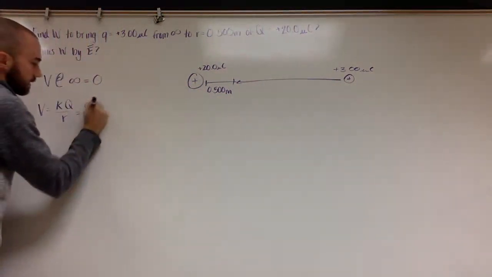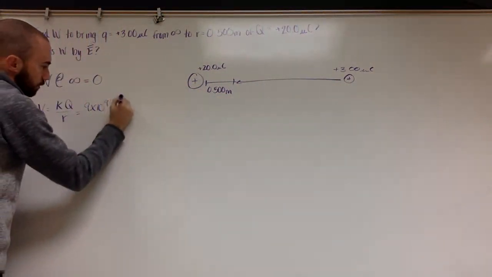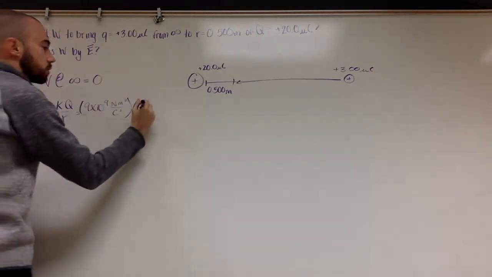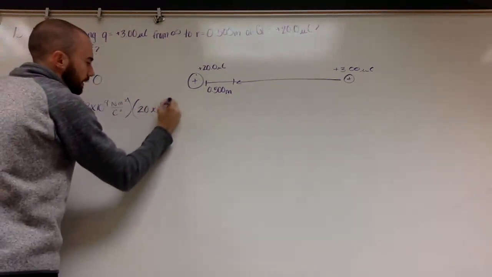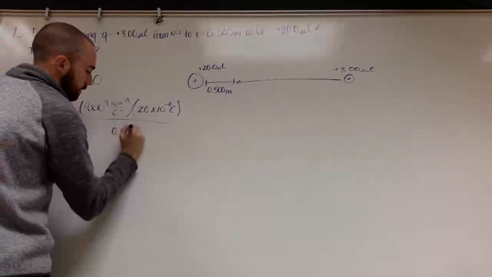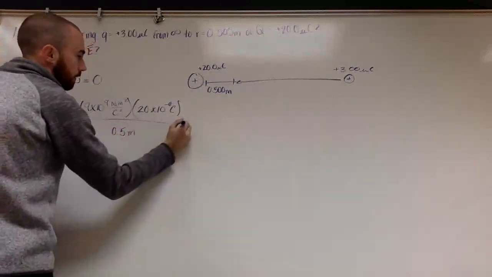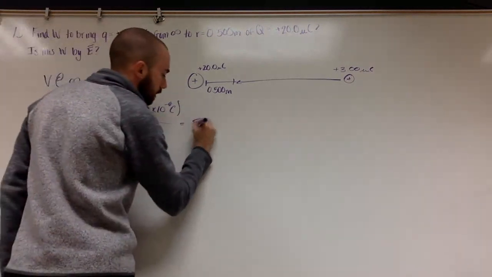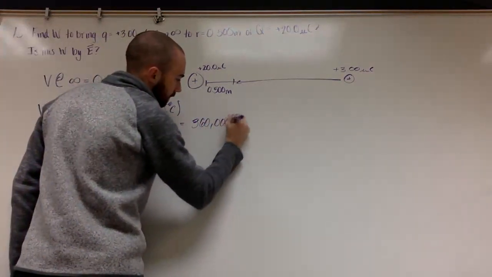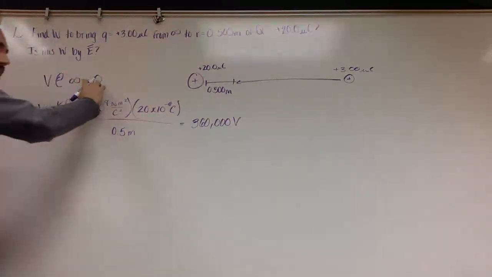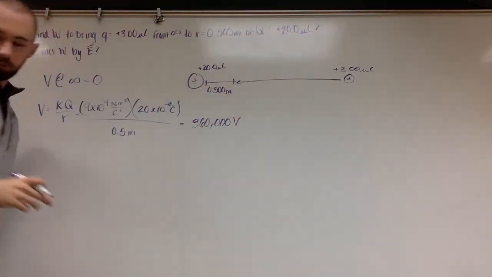So K is 9 times 10 to the 9 Newton meters squared per coulomb squared. This next guy is 20 microcoulombs, so I'll do 20 times 10 to the minus 6 coulombs, and then I will divide that by the radius of ½ a meter. And when I plug that all in, I get a value of 360,000 volts. So that gives me what my voltage is going to be, because if I go from 0 to that, this is just my new voltage.